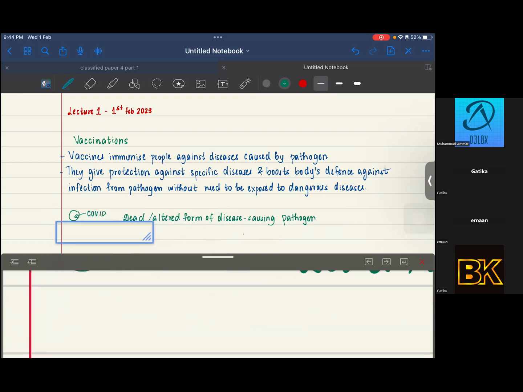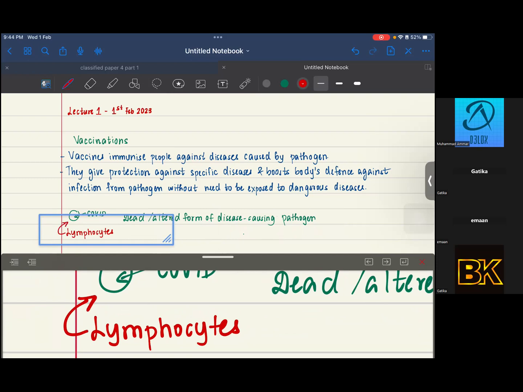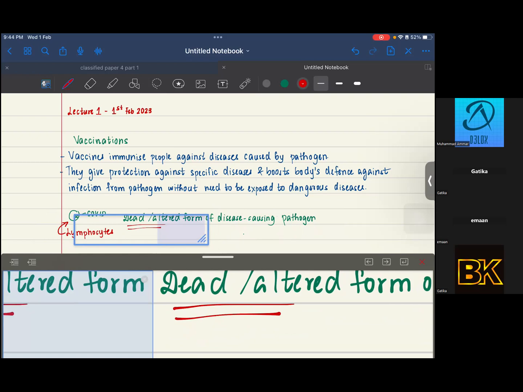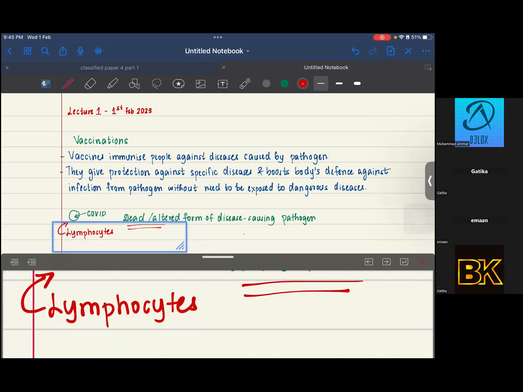Basically, I've put this into the body. Now, my lymphocytes will try to fight against it because, of course, we have learned that lymphocytes or the WBCs fight against the infections. So, they will try to fight against this dead or the altered form. First thing you need to know is that this dead or the altered form cannot cause the illness. We are putting the dead or the altered form of the pathogen inside our body, but it cannot cause illness because, of course, it's dead. But it can provoke our immune system to give a response. Because of that immune response, our lymphocytes will come into action.